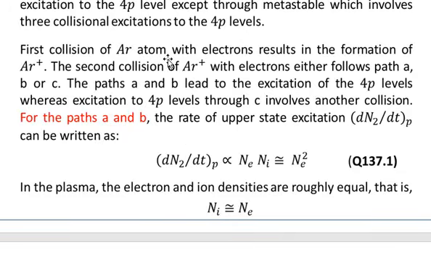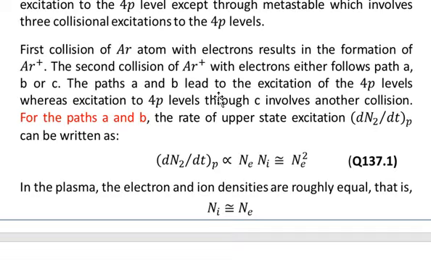First collision of argon atom with the electrons results in the formation of argon ion. The second collision of argon ion with the electrons follows either path A, path B, or path C. That is, the argon ion can be raised through path A or through path B or through path C. This will involve a second collision.